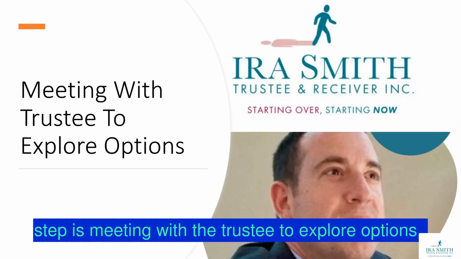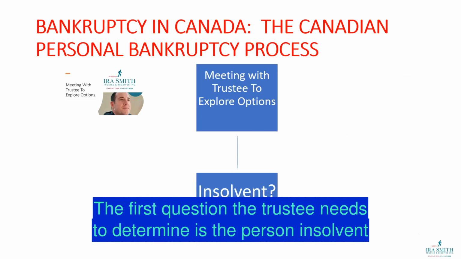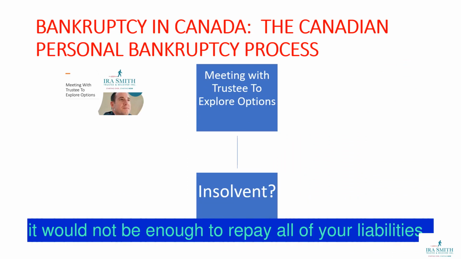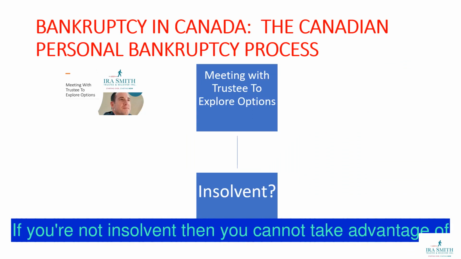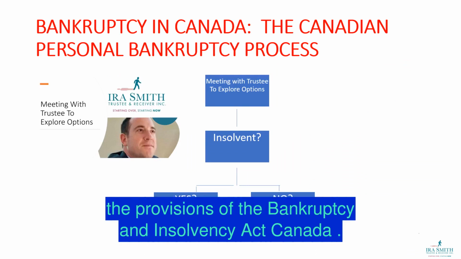The first step is meeting with the trustee to explore options. The first question the trustee needs to determine is: is the person insolvent? Insolvent means that you cannot pay your debts as they come due, and that if you liquidated all of your assets, it would not be enough to repay all of your liabilities. If you're not insolvent, then you cannot take advantage of the provisions of the Bankruptcy and Insolvency Act, Canada.